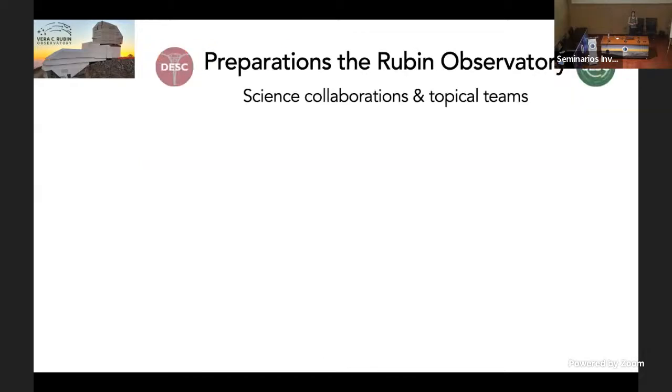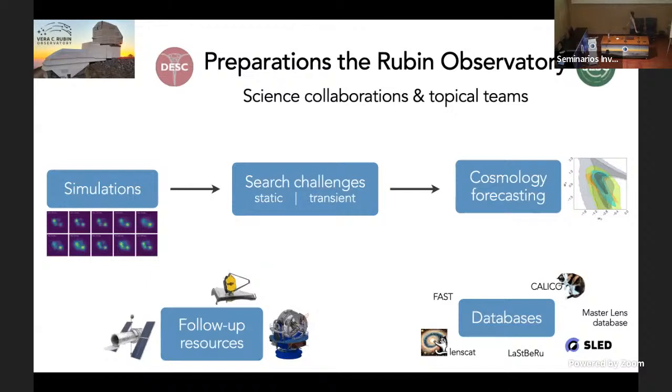And these preparations we are mainly doing within the science collaborations and topical teams of the Rubin Observatory. So I'm the co-convener of the Strong Lensing topical team, and we work together a lot with the Strong Lensing science collaboration to really prepare for the upcoming data. So I won't bore you with all the details, but just give you a little flavor of the activities that we do. So this involves, for example, creating realistic simulations that every user can run in order to test their own lens finding methods. We also organize search challenges within LSST, both to find static lenses and to find transient lenses.